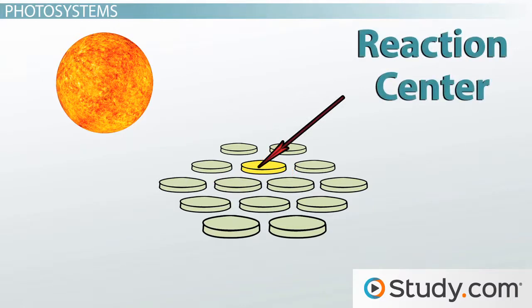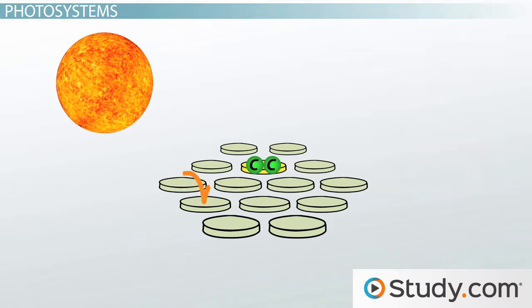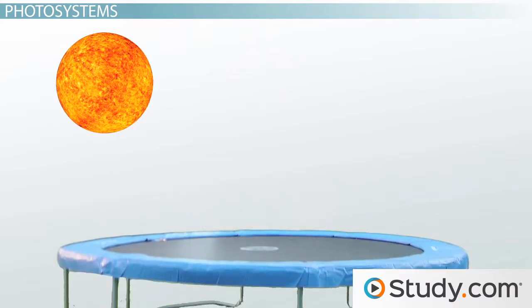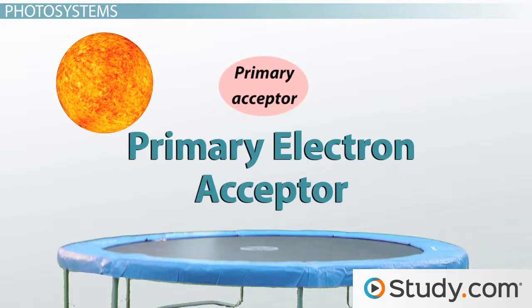This is in the middle of the photosystem. The reaction center contains a special pair of chlorophyll molecules coupled with proteins. Here comes the exciting part. Literally, when the light energy hits the reaction center, electrons from the chlorophyll molecules are excited to a higher energy level. Imagine light energy jumping on a trampoline along a photosystem and then, boom, landing straight in the center, sending electrons up in the air, handed to a primary electron acceptor.